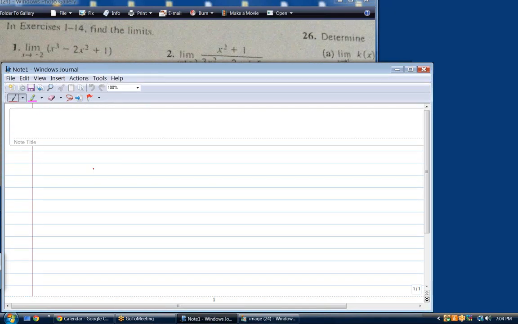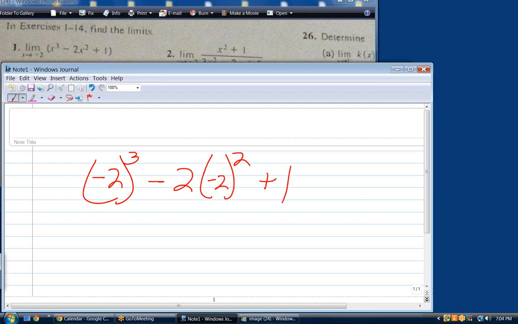So, negative 2 cubed minus negative 2 squared plus 1. Okay, so what is that? Hold on, calculator. You should be able to do this. You need to be able to do this without the calculator. If you need a calculator to do this, then we need to go back and review stuff.